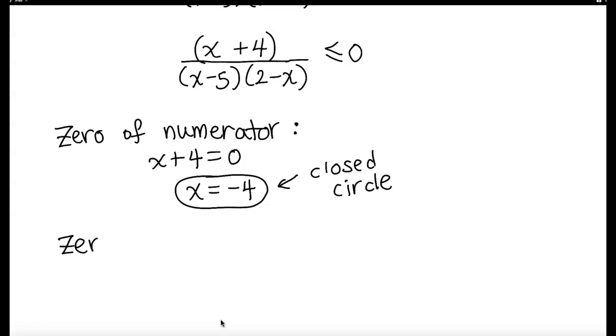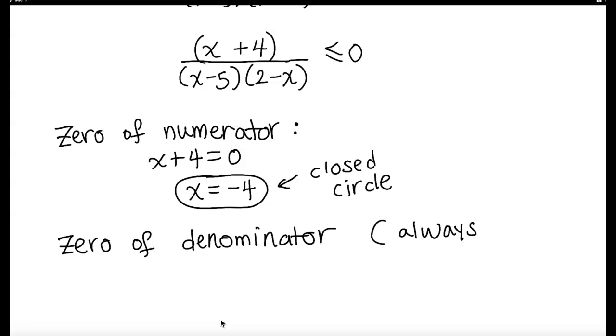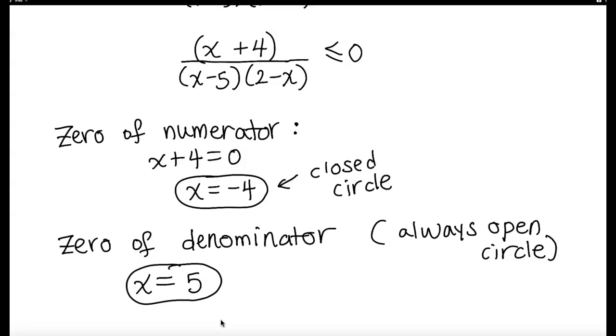But zero of the denominator is always going to be an open circle. Why? Because we can't have a 0 in the bottom of the fraction. This is just going to be vertical asymptotes, okay? So, what are they? If you look, x minus 5 is a factor. That means x equals positive 5 is a 0. And what's the other one? If 2 minus x is a factor, then 0 must be positive 2, because 2 minus 2 is 0. So I have all the zeros identified, but these two will be open circles.